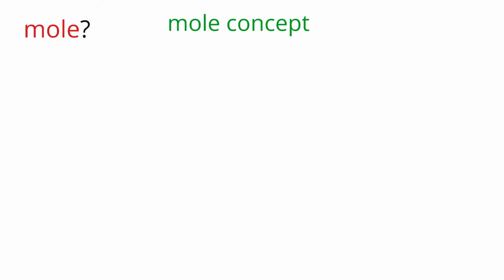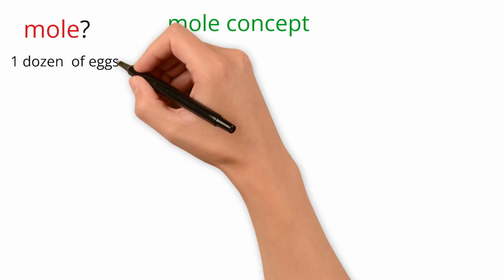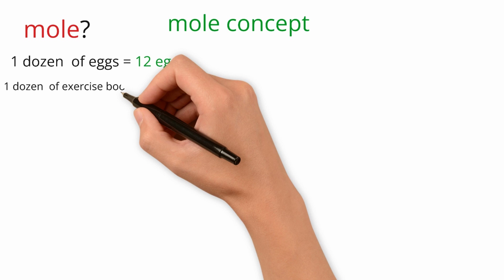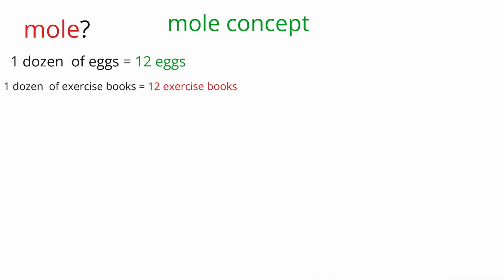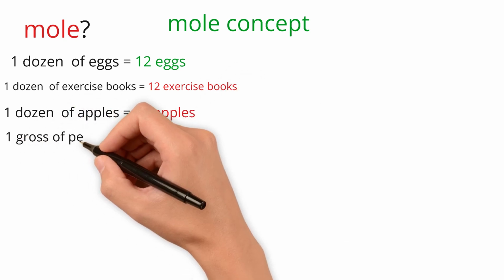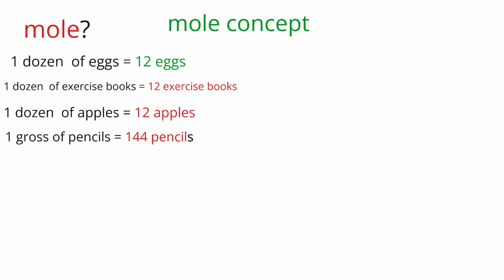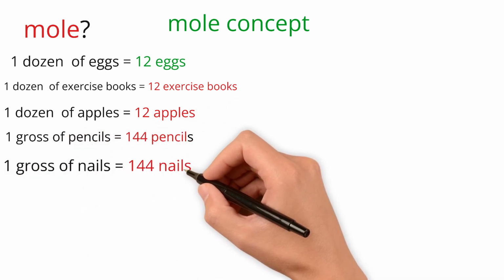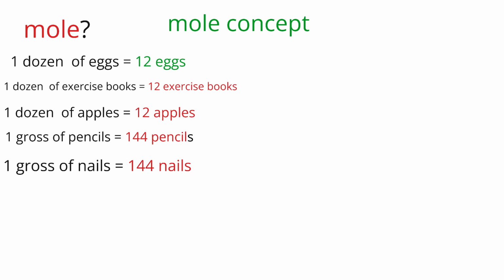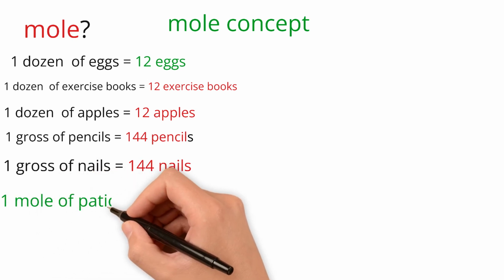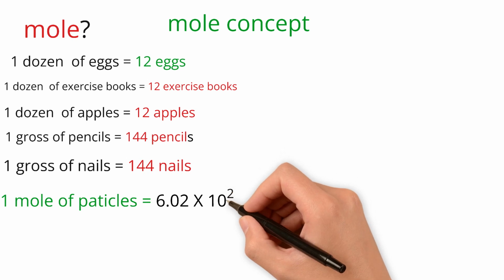Mole concept. I will explain mole in detail. Take the following analogy. 1 dozen of eggs contain 12 eggs. In 1 dozen of exercise books, you have 12 exercise books. In 1 dozen of apples, you have 12 apples. In 1 gross of pencils, there are 144 pencils. In 1 gross of nails, you have 144 nails.